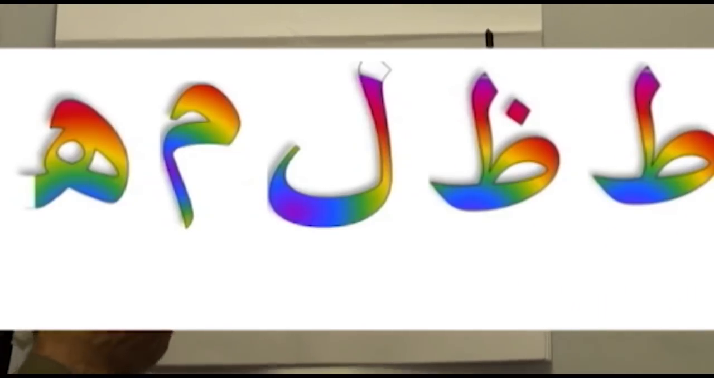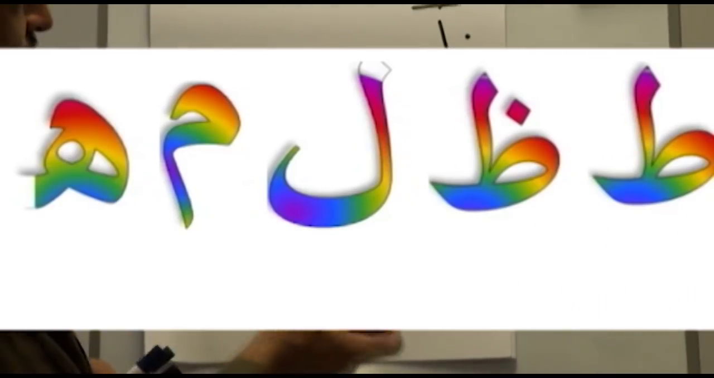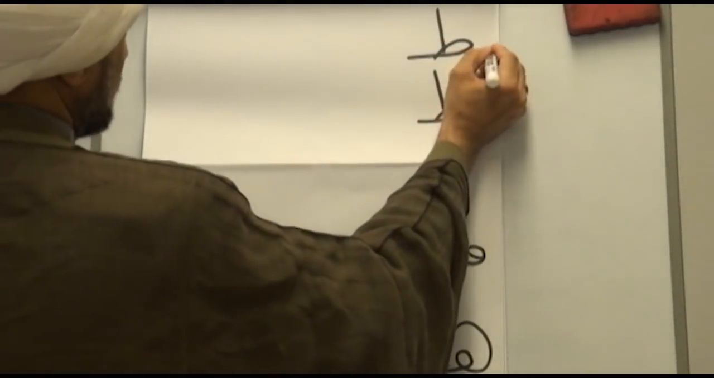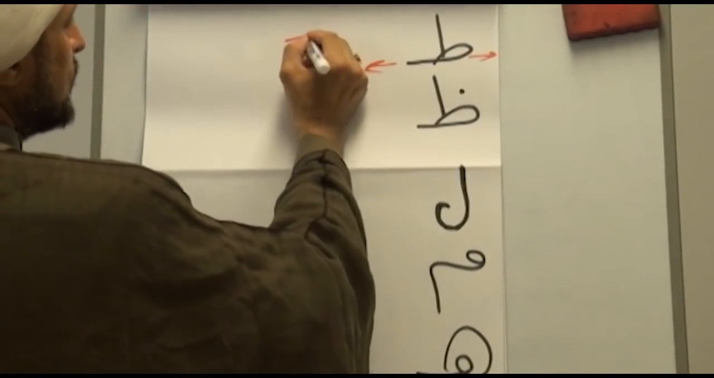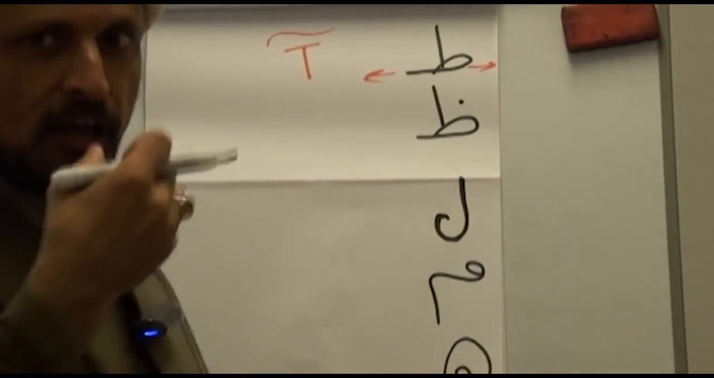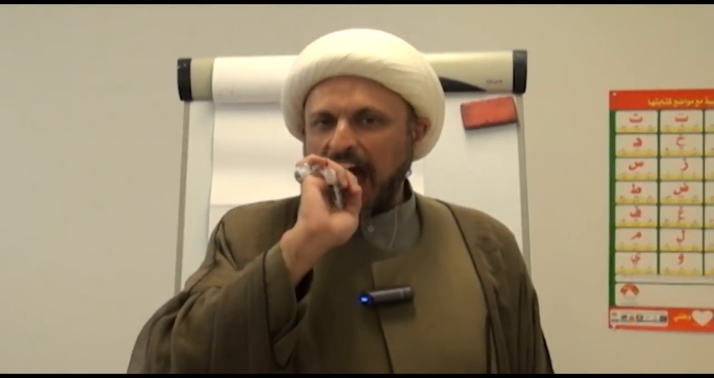They both get connected from both sides. Pa, you don't have to do anything about it. It just gets connected from here and here. Now let's see. Pa is not a T. It's like a pa. You have to hit the tongue above.